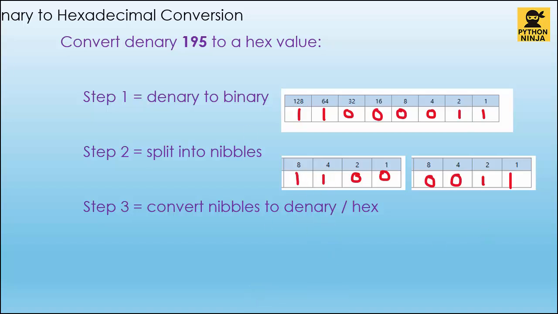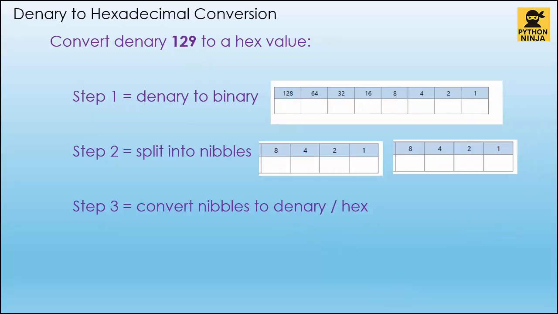So 8 plus 4 is 12. That's pretty simple, so that's 12. And 2 plus 1 is 3. So that's less than 10, so we know that the hex number is 3 for that one. But obviously A is 10, B is 11, and C is 12. So that equals C. So we know that 3 is a hex value, and we know that 12 is C as a hex value. So 195 as a hex value is C3. Easy.